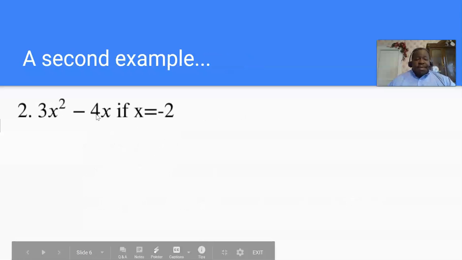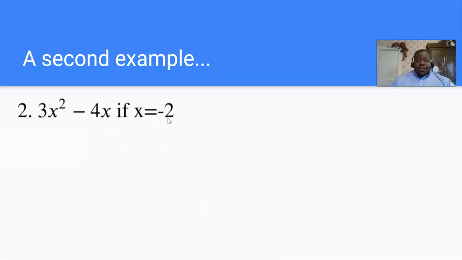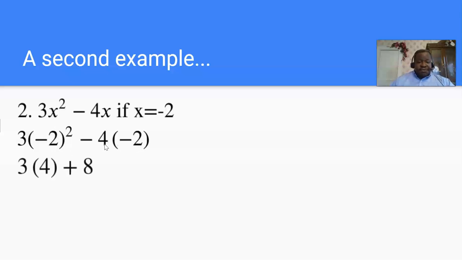3x squared minus 4x if x equals negative 2. Now here's where it becomes critical to have those negative signs in parentheses when we substitute, because otherwise it changes our answers. So we're going to take that negative 2 and we're going to put it in for x here, and we're also going to put it in for x here. So 3 parentheses negative 2 squared minus 4 times the negative 2. All right, so here again, exponents. Negative 2 squared is going to be 4.